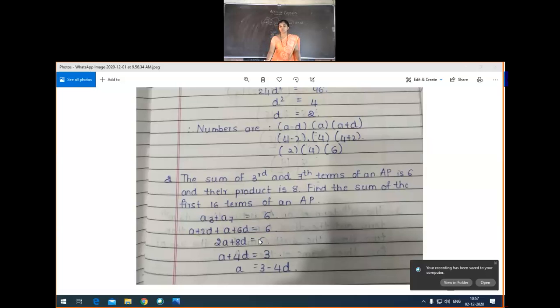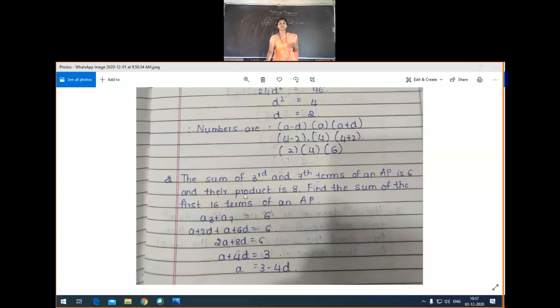Here you can observe the common factor 2, so we divide the whole equation by 2 to get a simpler equation. Dividing by 2, we get A plus 4D is equal to 3. Then A is equal to 3 minus 4D. Keep this A value as it is. This is for the first statement.